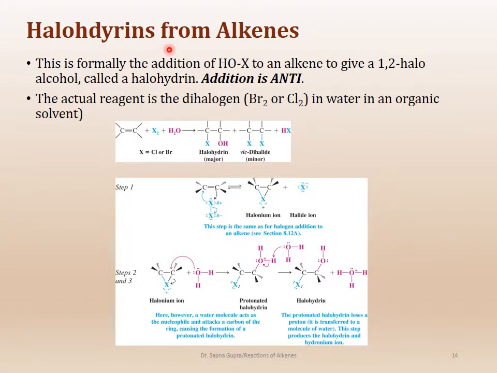Now for the next reaction, which is halohydrins, from alkenes. Halohydrins are addition of water as well as a halogen. So in this case, this is what the reaction looks like.